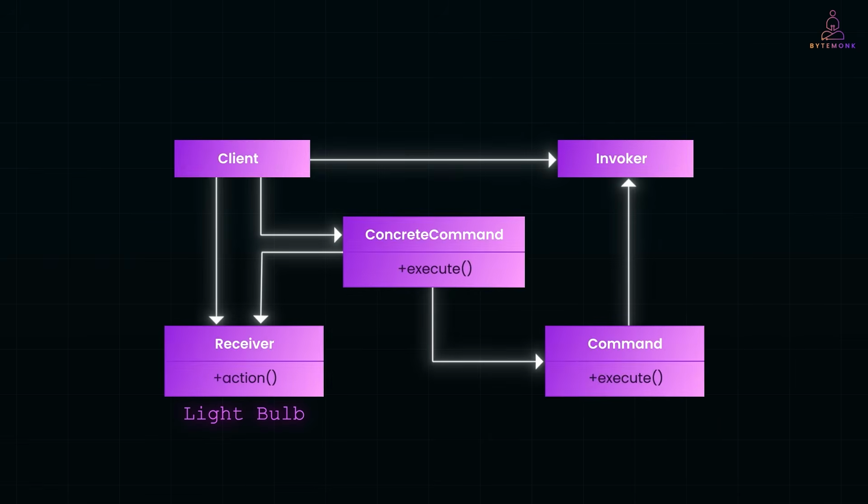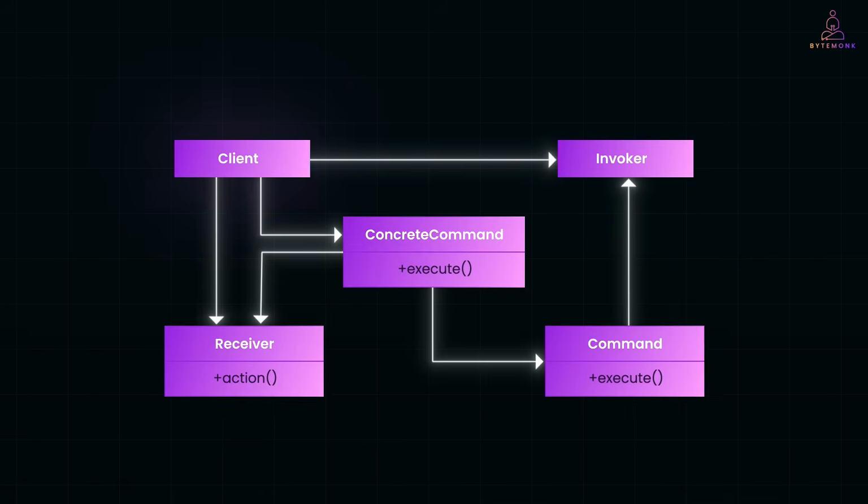That's a receiver. It knows how to do the actual work, like turning on or off. Then you have command objects. They represent the individual buttons on the remote. Each command knows what device it's connected to and what action to perform. The remote control itself is the invoker. It doesn't know how to turn on the light. It just triggers a command when a button is pressed.